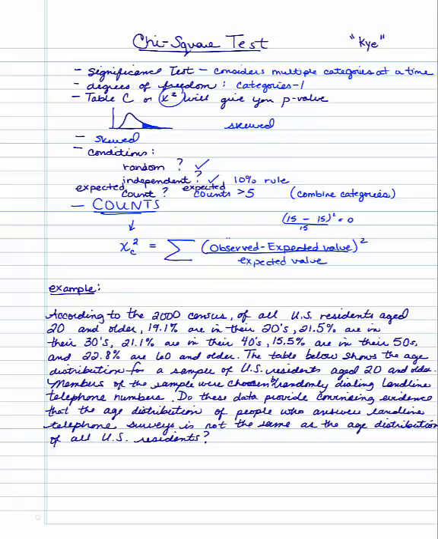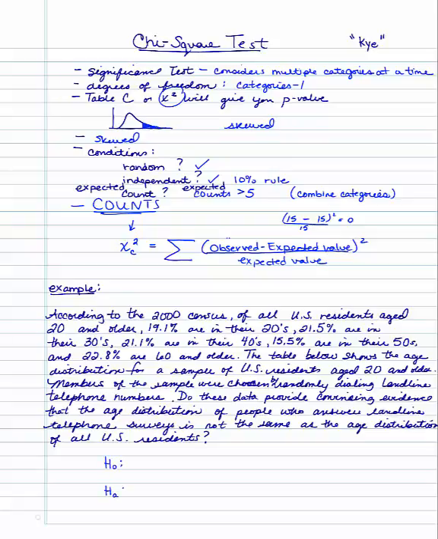The table below shows the age distribution for a sample of U.S. residents aged 20 and older. Members of the sample were chosen by randomly dialing landline telephone numbers. Do these data provide convincing evidence that the age distribution of people who answer landline telephone surveys is not the same age distribution of all U.S. residents? So before I give the table of the counts, I'm going to use that on the next page.